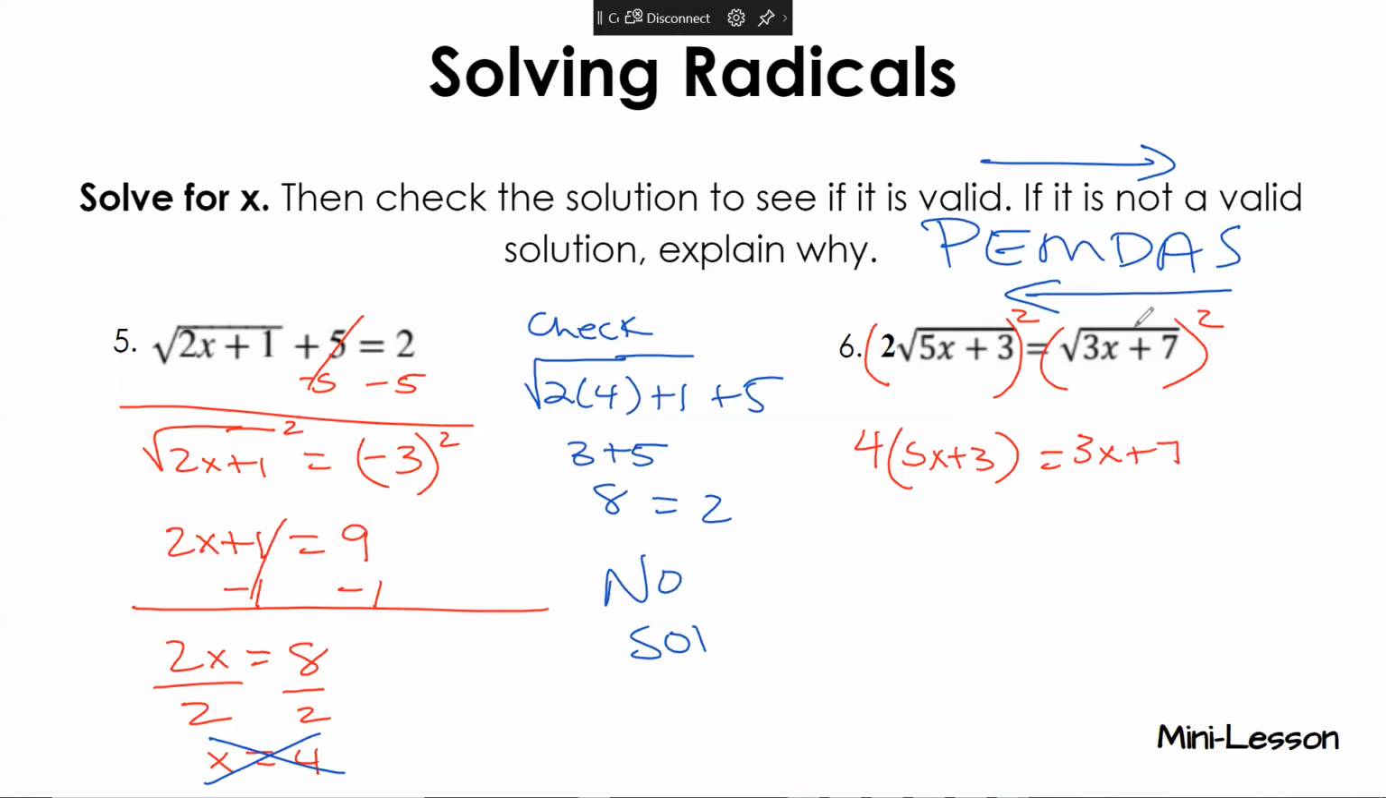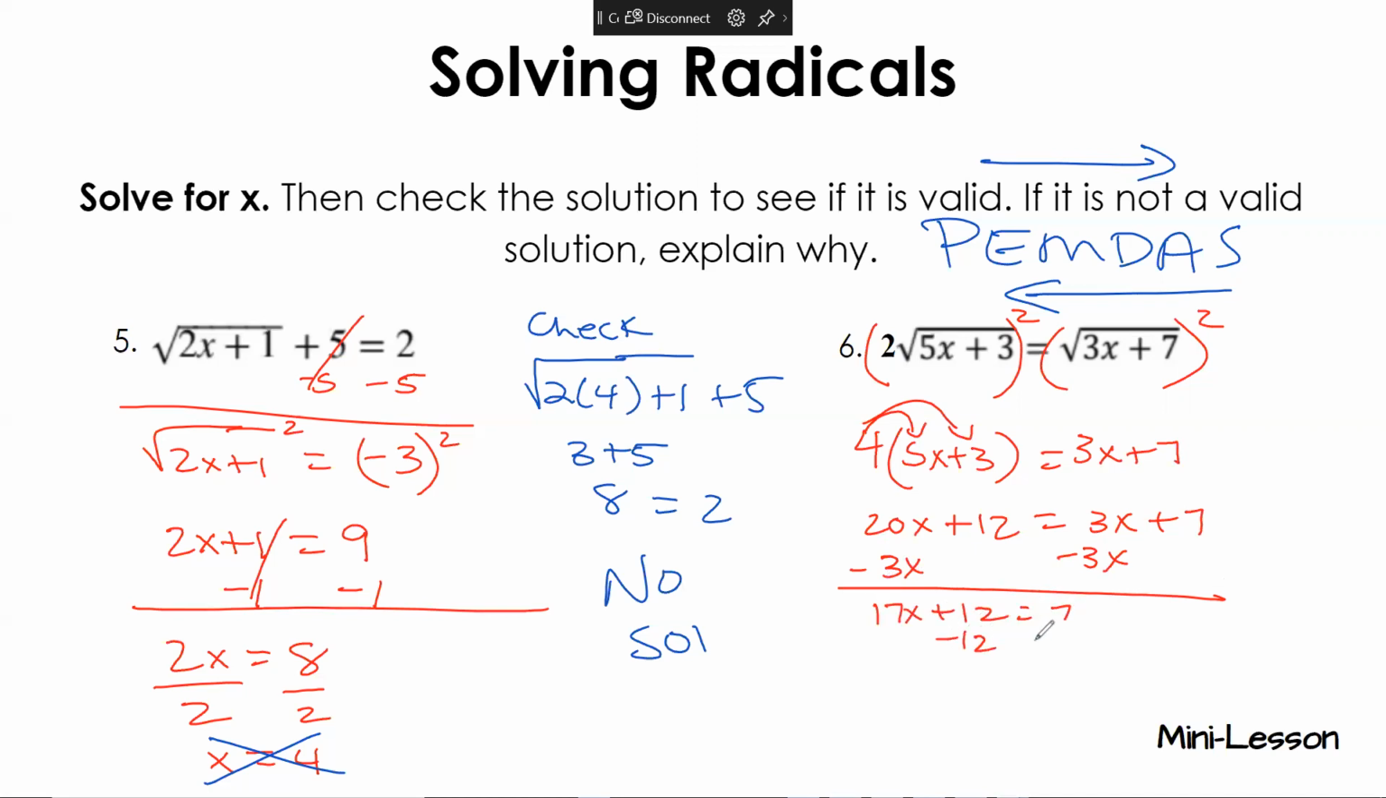Okay, so we squared both sides because there was a radical on both sides. Okay, but this 4, now we're gonna distribute this guy. And that's gonna give us 20x plus 12 equals 3x. Now our job is to get our x's on one side, our numbers on the other, okay? So I'm gonna subtract 3x and put it on the other side. So that's gonna give us 17x plus 12 equals 7.